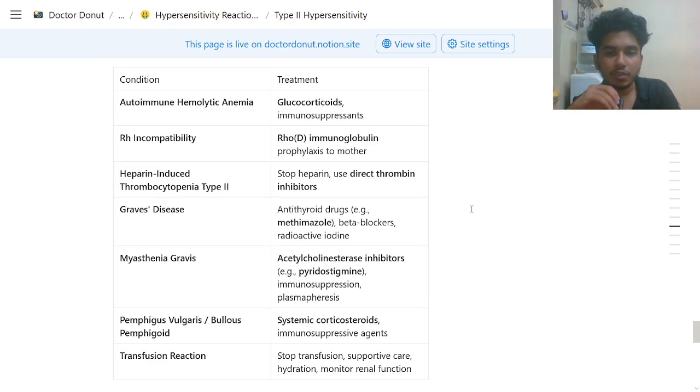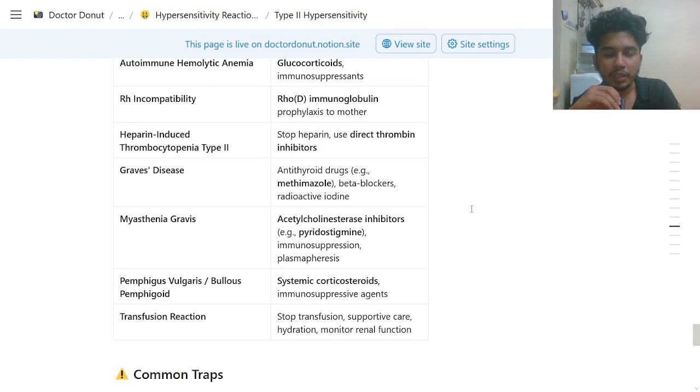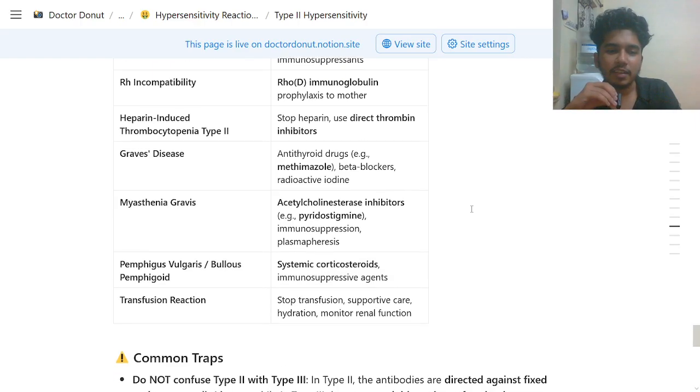By the way, Graves' disease is also quite interesting. We'll do a video about that. Beta blockers and radioactive iodine. Myasthenia gravis, you can give acetylcholinesterase inhibitors like pyridostigmine. Immunosuppression is one of the ways. Plasmapheresis is another.